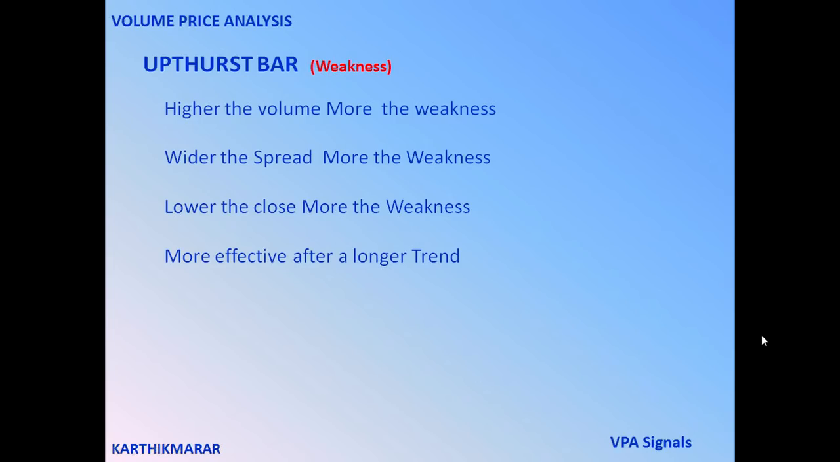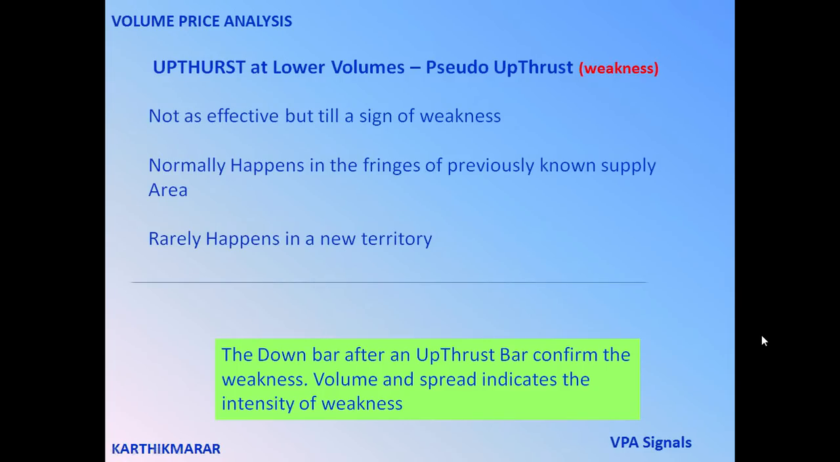Like I said, I'll just repeat that. Higher the volume, more the weakness. Wider the spread, more weakness. Lower the close, more the weakness. More effective after a long uptrend. Sometimes the upthrust bar happens at lower volumes. I call them the pseudo upthrust bars. Not as effective as the upthrust bar, but it's still a sign of weakness.